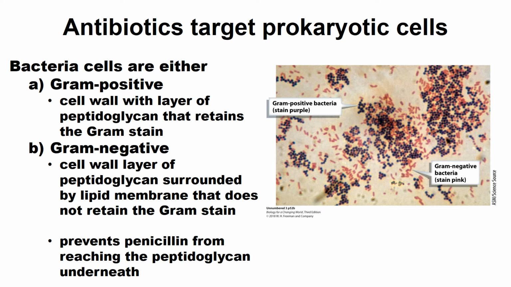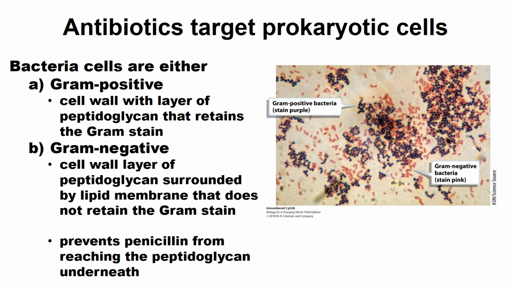So if it binds into the cell wall and turns the bacteria purple, then we call that a gram-positive bacteria. If, however, this dye doesn't label the bacteria, then we call it a gram-negative bacteria. And the reason it doesn't turn the bacteria a dark color is because it has an extra layer of fat that prevents the dye from binding into the cell wall.